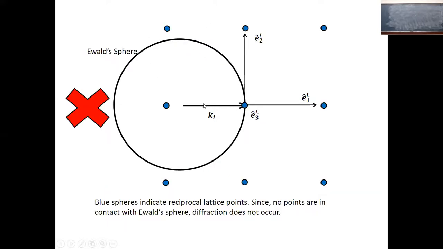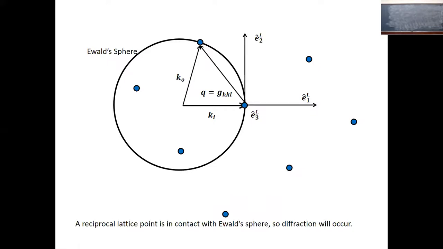It's just a consequence of the magnitudes of the incoming and possible outgoing wave vectors being equivalent. Here's an example where I've got a set of reciprocal lattice points, and this sphere is all possible values of q. The reciprocal lattice vectors are not making contact with the sphere, and therefore diffraction is not occurring. So this is just a graphical picture of the diffraction condition. Now here is a picture of the diffraction condition when diffraction is occurring.